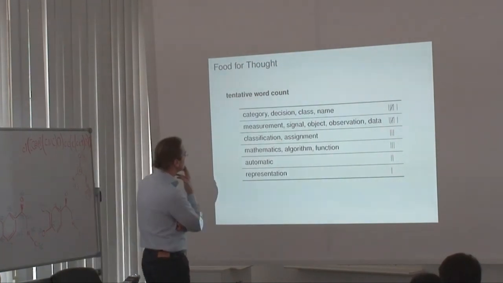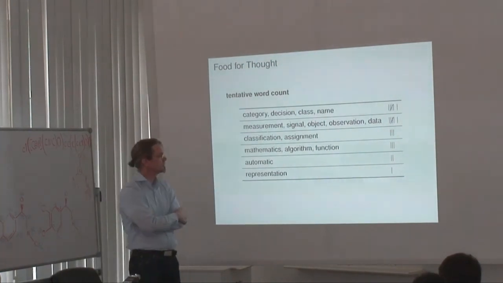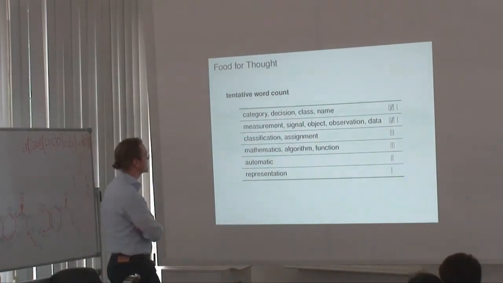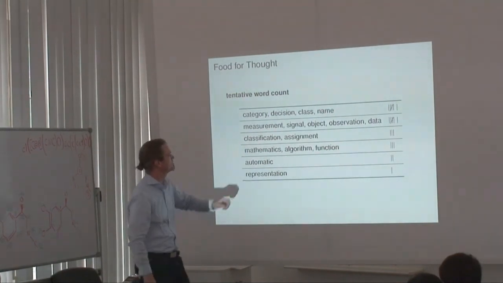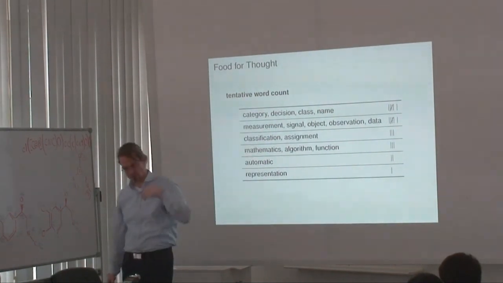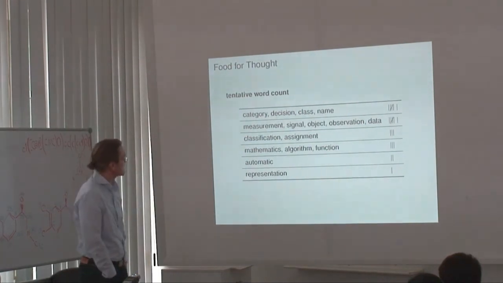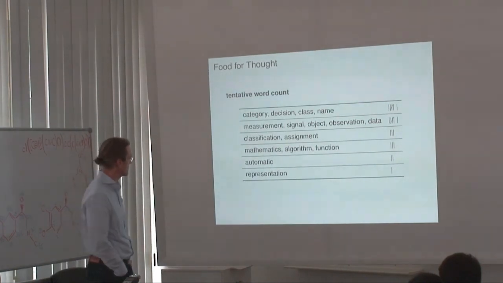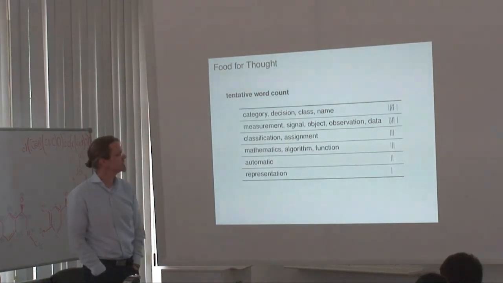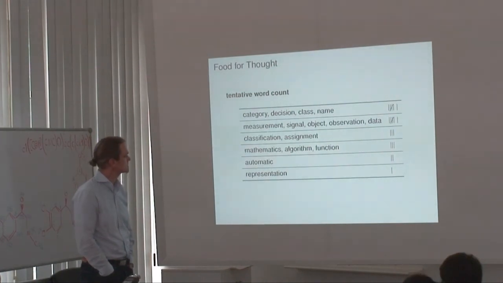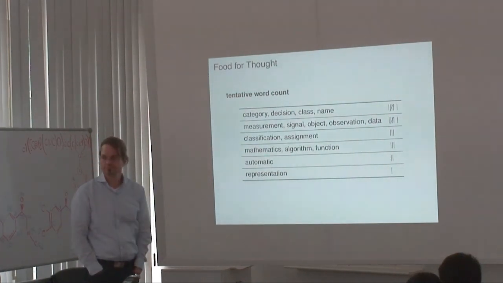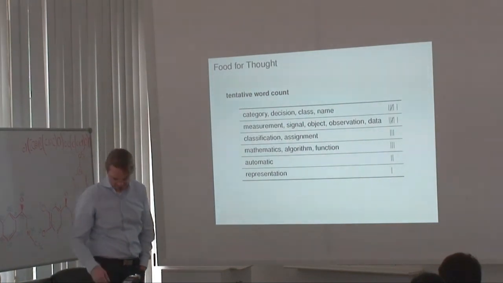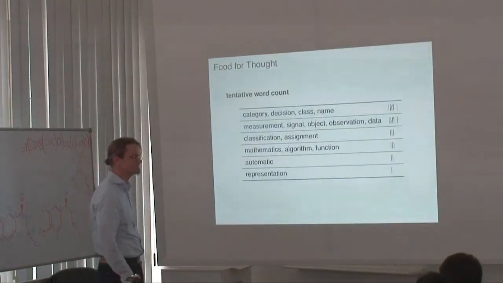And then there is this complex of measurement, signal, object, observation, data, which seems also to be the same. And then there was classification and assignment. Yeah, probably should put decision with classification. Then, interestingly, mathematics, algorithm, function appeared a couple of times, automatic a couple of times, and representation was there as well. And so this seems to be pattern recognition. Yeah. What can we say? In fact, that's all I have for today.